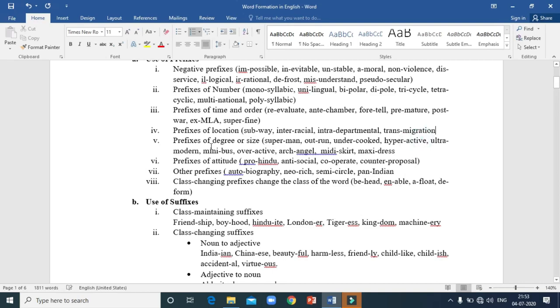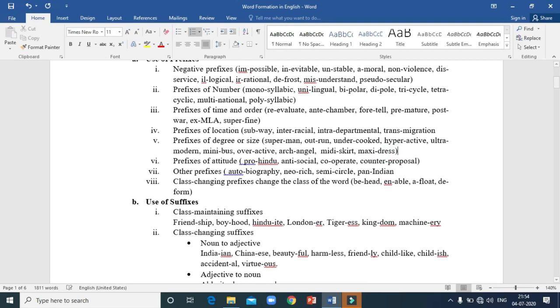And the fifth category is prefixes of degree or size. To show size, we have prefixes like super, out, under, etc. So superman, not just a simple man. It signifies a larger size or strength. Superman, outrun, undercooked. Undercooked again, under is a prefix of degree. Hyperactive, again degree, not just active, hyperactive. Ultra-modern, minibus, overactive, archangel, midi skirt, maxi dress. These are all examples of prefixes of degree or size.